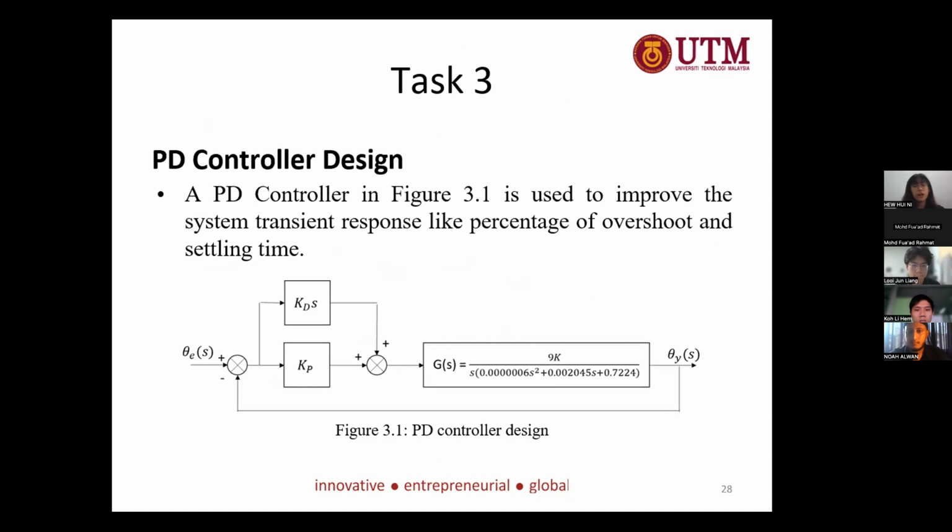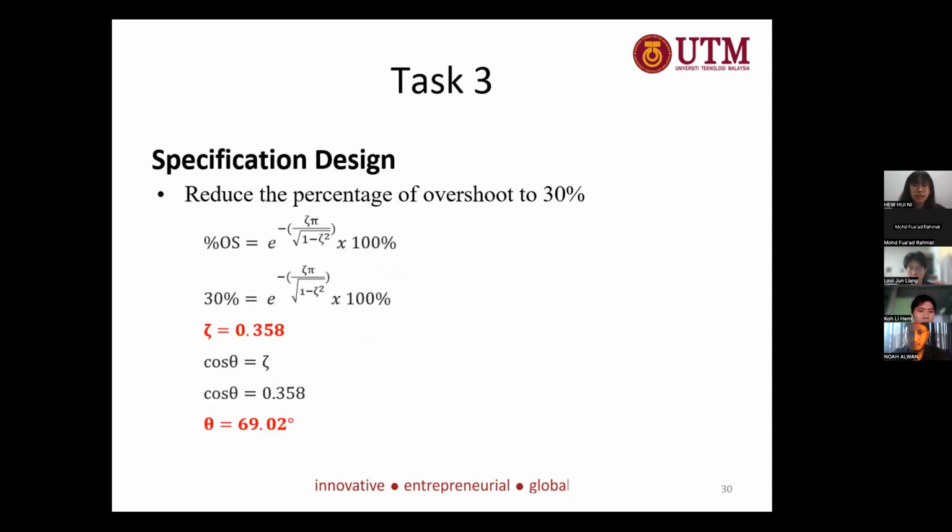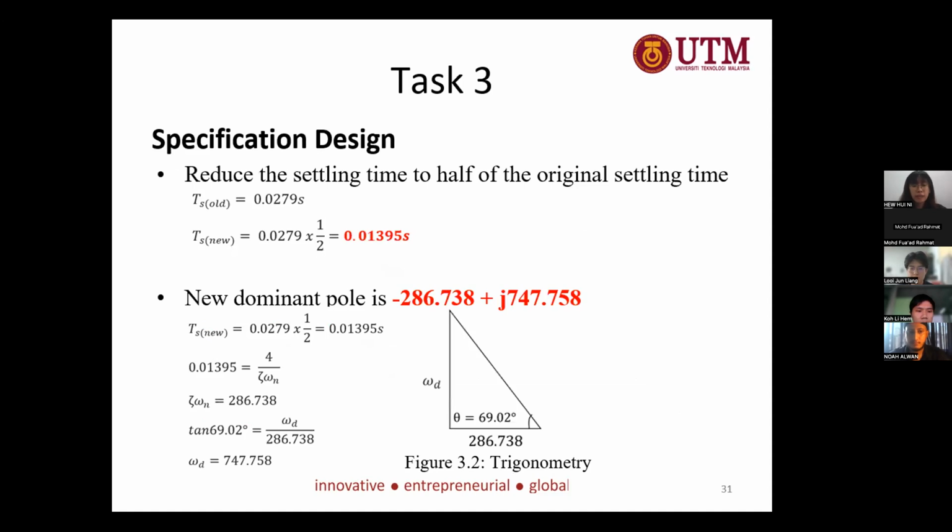So I will be presenting task 3. Since the steady state error in task 2 obtained is 0, only a PD controller is used to improve the system transient response as shown in figure 3.1. The targeted design is to reduce the percentage of overshoot to 30%, and the settling time is reduced to half of its original value. When the percentage of overshoot is equal to 30%, the zeta and theta are as shown in the slide. When the settling time is reduced to half of its original value, it is equal to 0.01395 seconds, and the new dominant pole is obtained as shown in the slide.